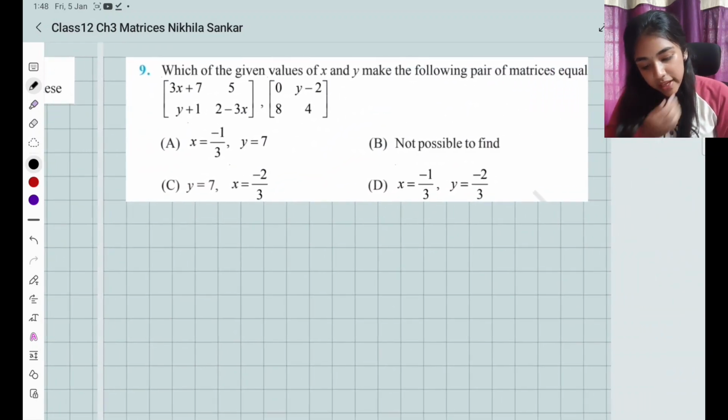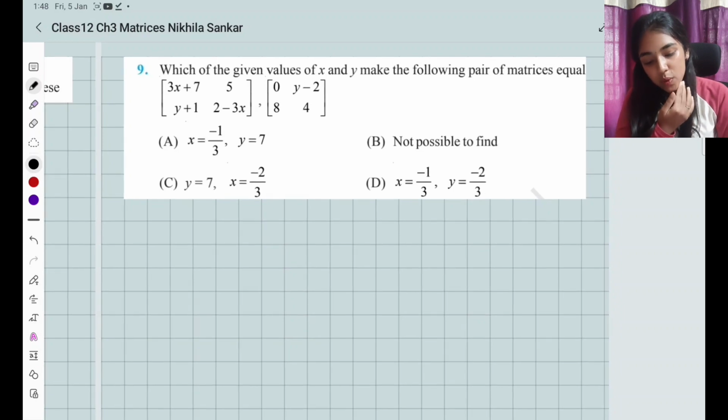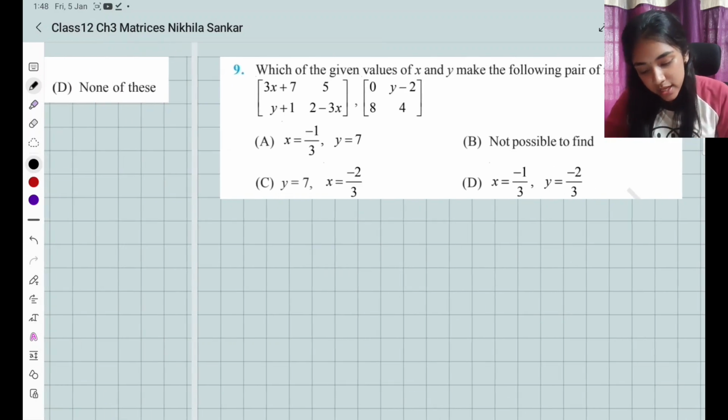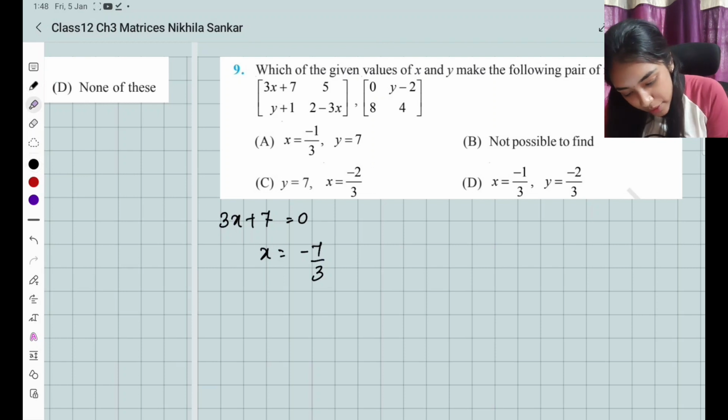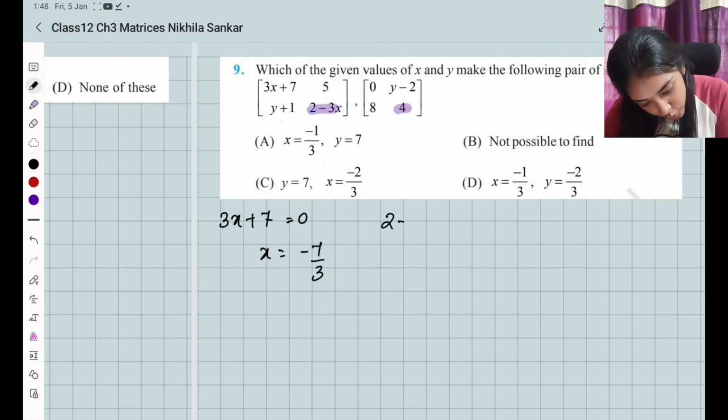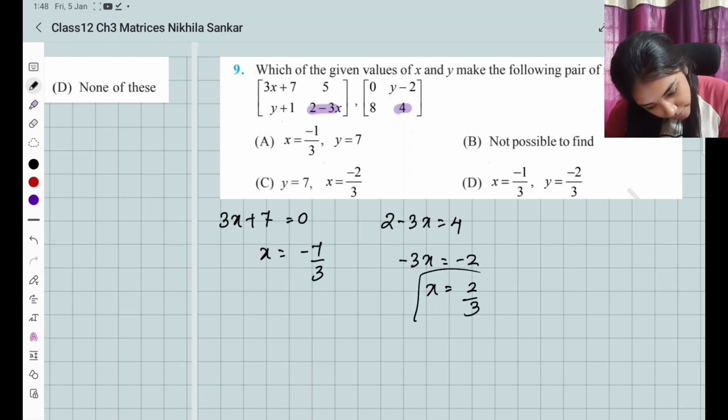Question number 9. Which of the following values of X and Y makes the following pair of matrices equal? Okay? So ipo equate panapora. So I have 3X plus 7 equals 0. So from this I have x is equal to minus 7 divided by 3. Adhe mari ipo idhe equate panna poren. I have 2 minus 3x equals 4. So minus 3x equals minus 2. X equals 2 divided by 3.